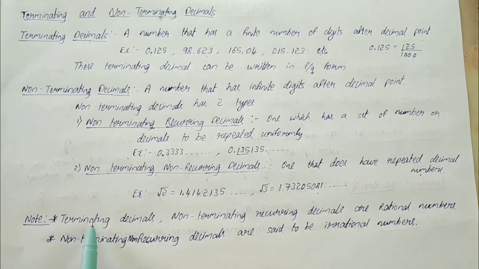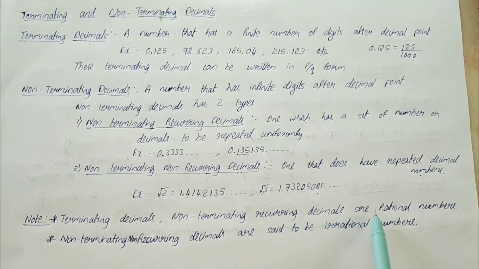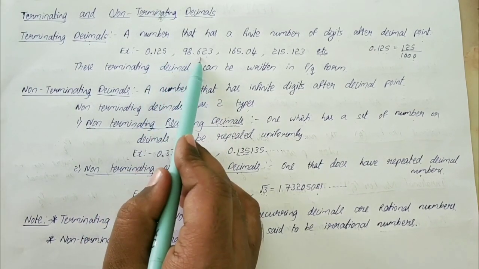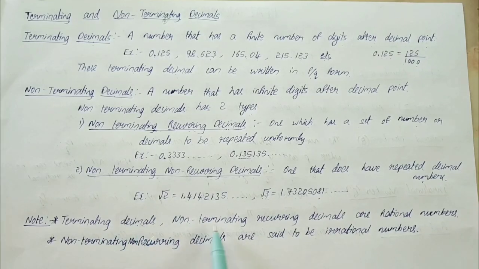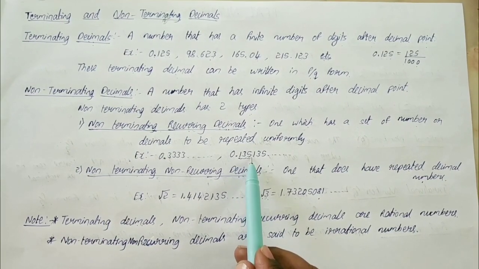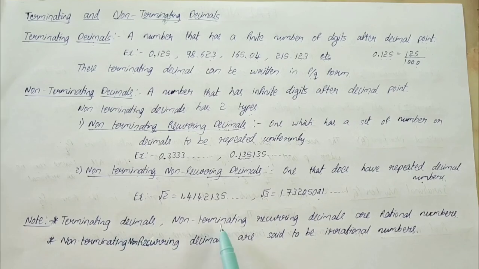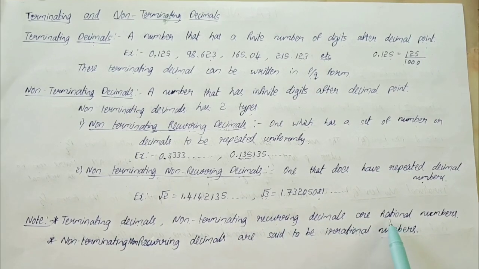There is a note, right? Terminating decimals and non-terminating recurring decimals are rational numbers. What do you mean by terminating decimals? After the decimal we have a finite number of digits. That's what we call terminating decimals. And non-terminating recurring means there is a certain pattern of repeating numbers, right? So that one we call non-terminating recurring decimals. So these terminating decimals and non-terminating recurring decimals, we call rational numbers.